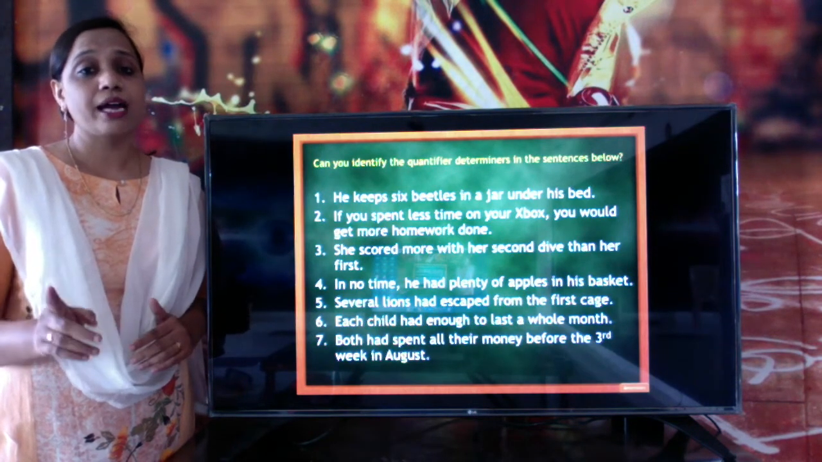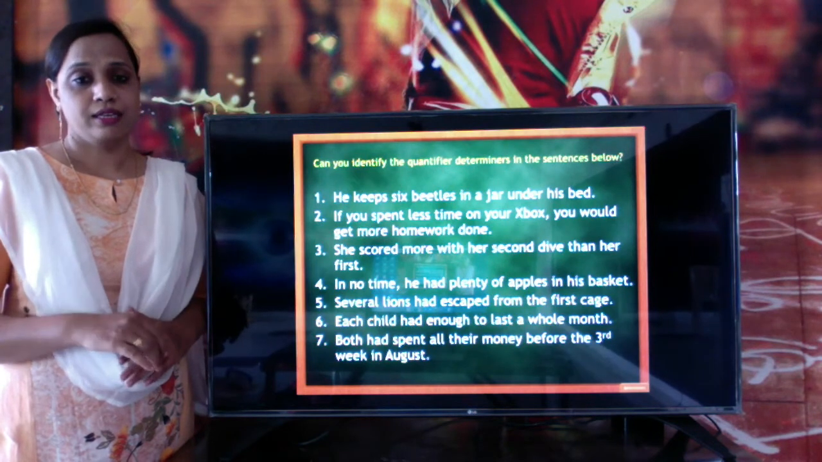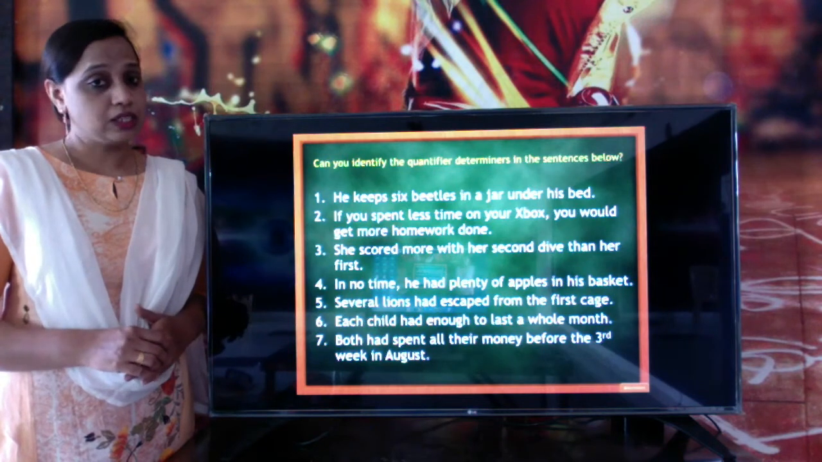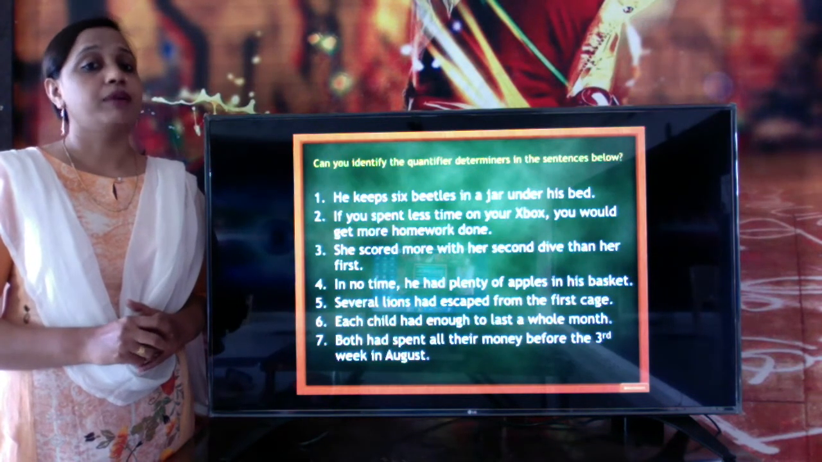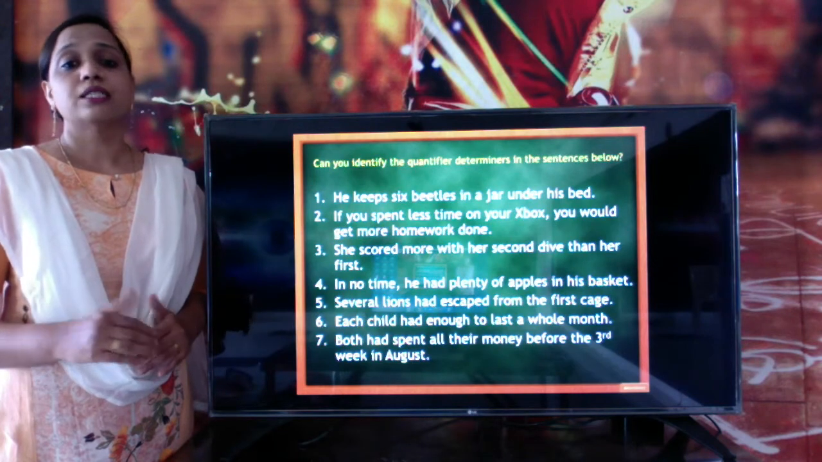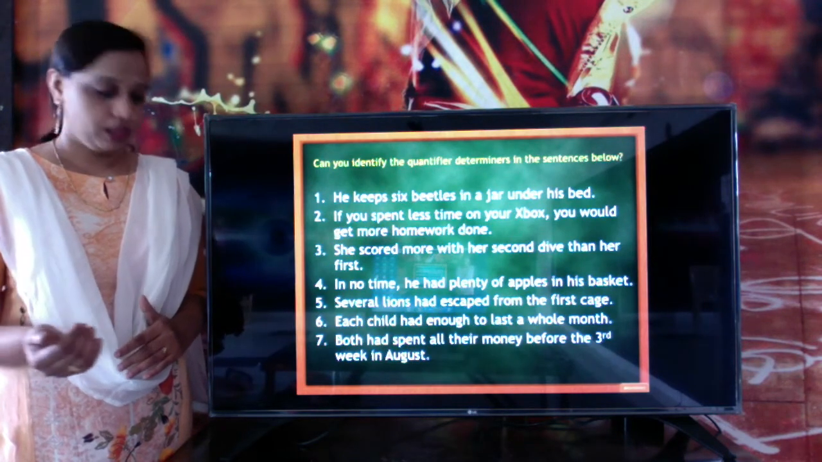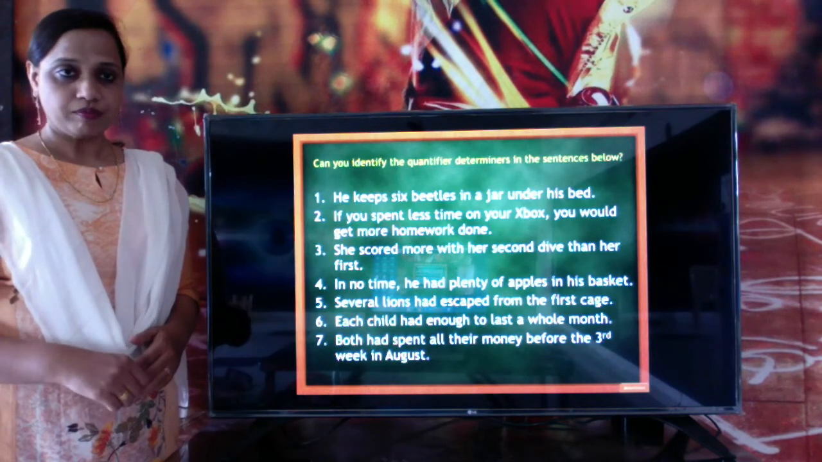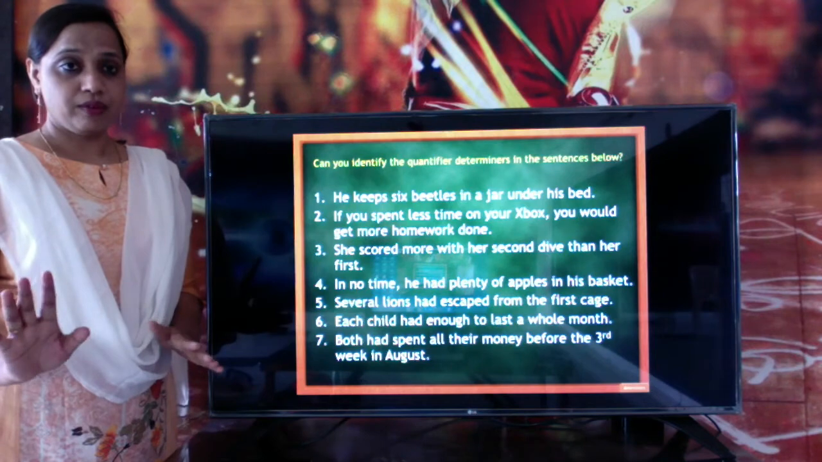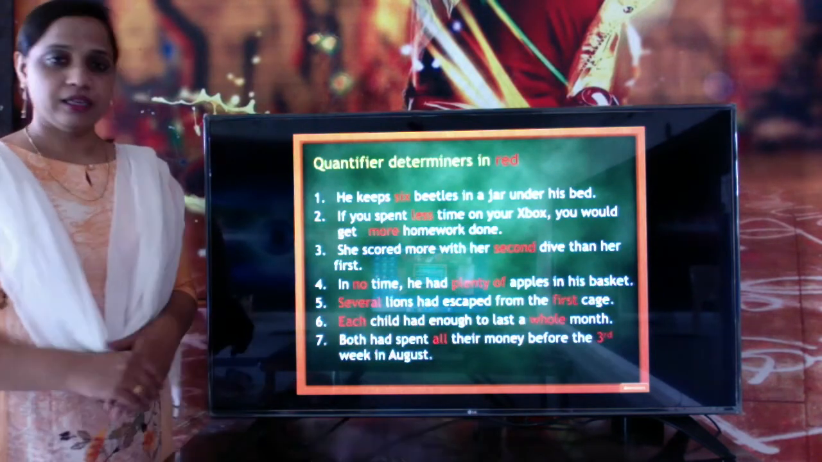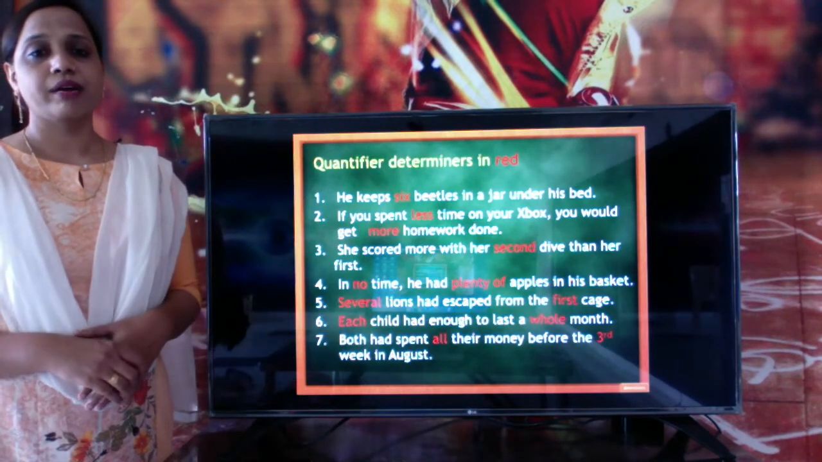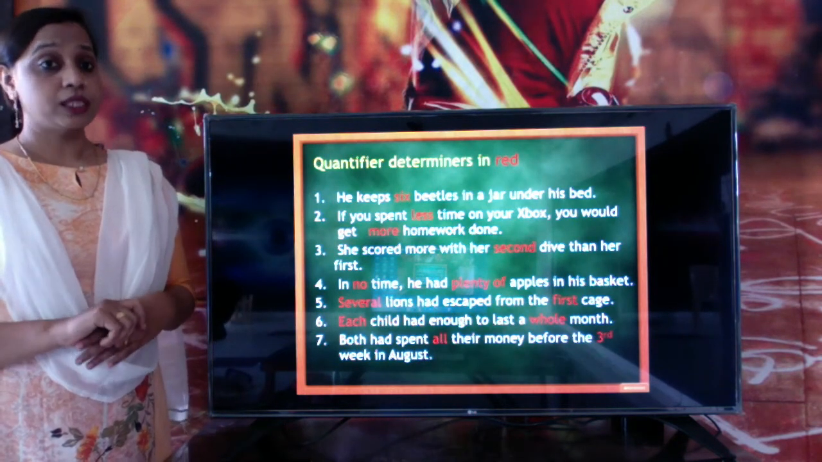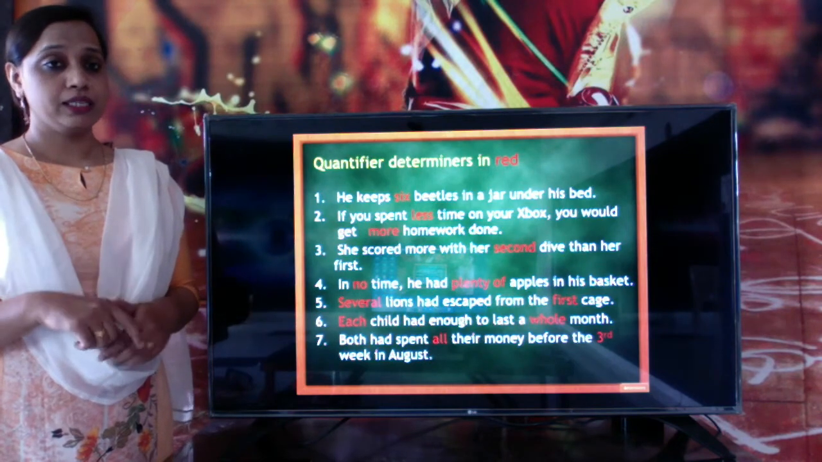In no time, he had plenty of apples in his baskets. Several lions had escaped from the first cage. Each child had enough to last a whole month. Both had spent all their money before the third week in August. Have you all done? Write your answer. Okay. Have you written? Now check your answer here. All the quantifier determiners are there in the right answer. Are your answers correct? If not, then listen to the video again for better understanding.